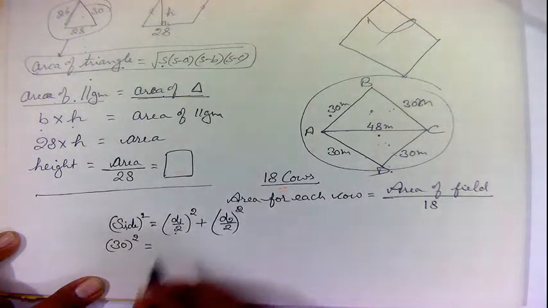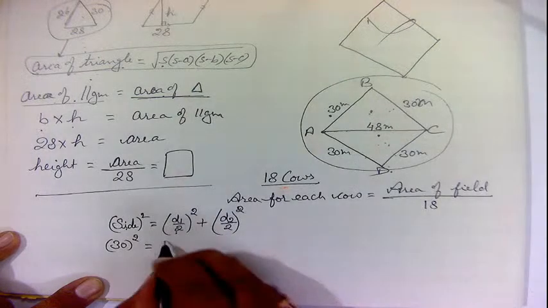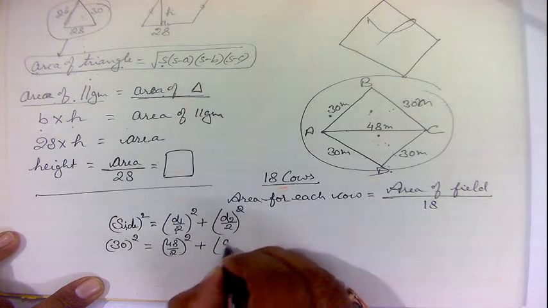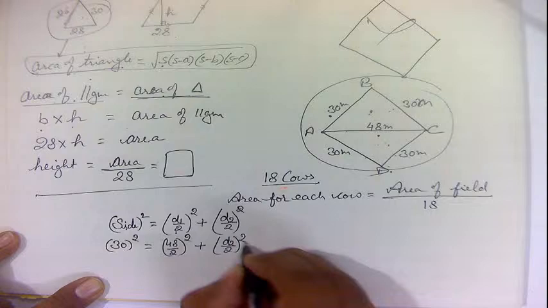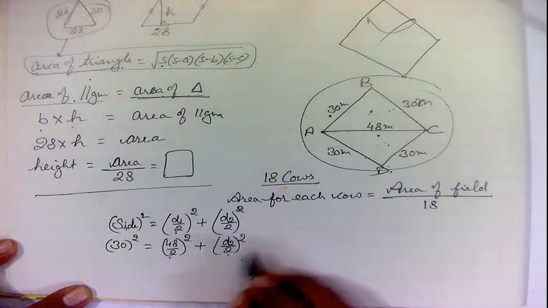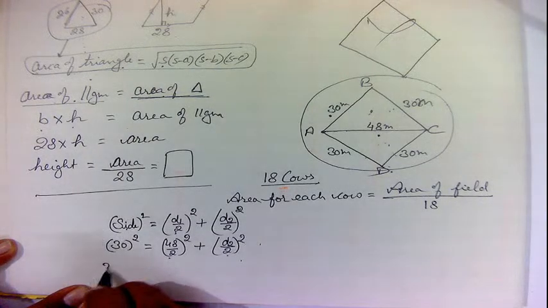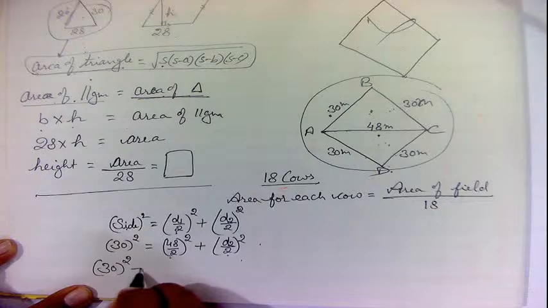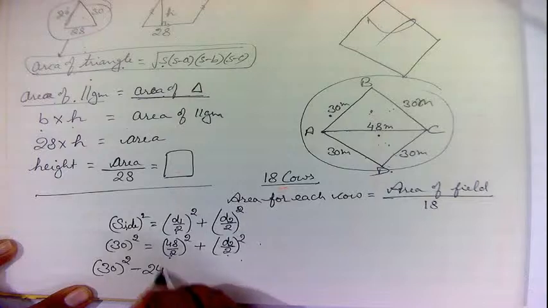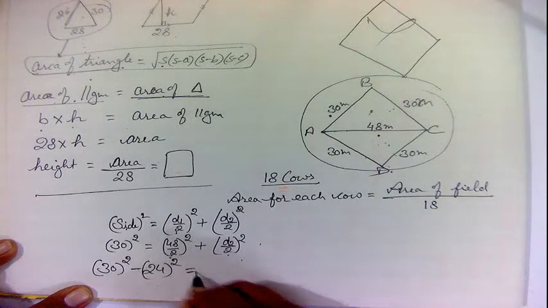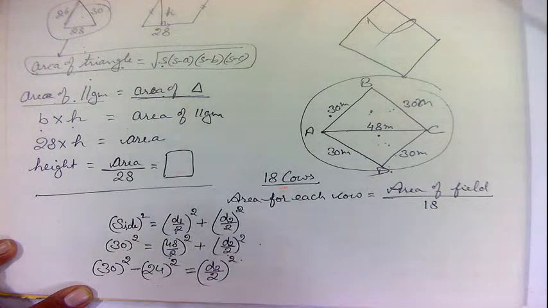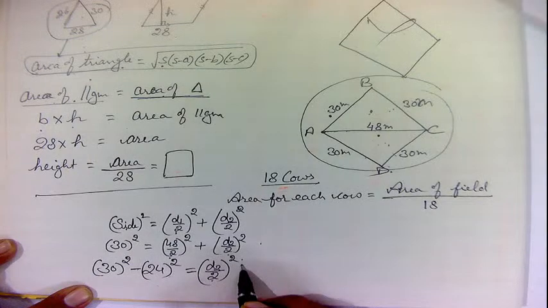So 30 squared equals half of d1 squared. Now the first diagonal, say it is 48. So square of half of 48 plus (d2 upon 2) squared. This is the half of the second diagonal squared. So 30 squared minus, now 48 divided by 2 is 24, and moving it to the other side, 24 squared equals (d2 upon 2) whole squared, half the second diagonal squared.